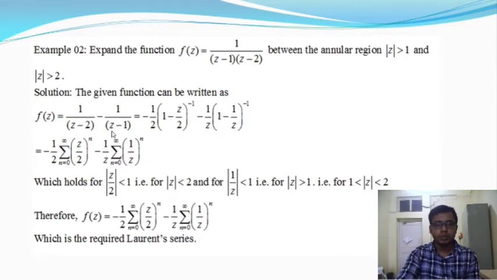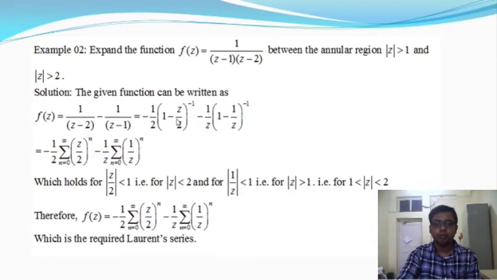Similarly, from the second term we take z as common, and it gives minus 1 by z into (1 minus 1 by z) whole to the power minus 1. Now applying the binomial expansion to these two terms, (1 minus z by 2) to the power minus 1 as well as (1 minus 1 by z) to the power minus 1, we get the series 1 plus z by 2 plus z square by 2 square plus z cube by 2 cube, and so on.